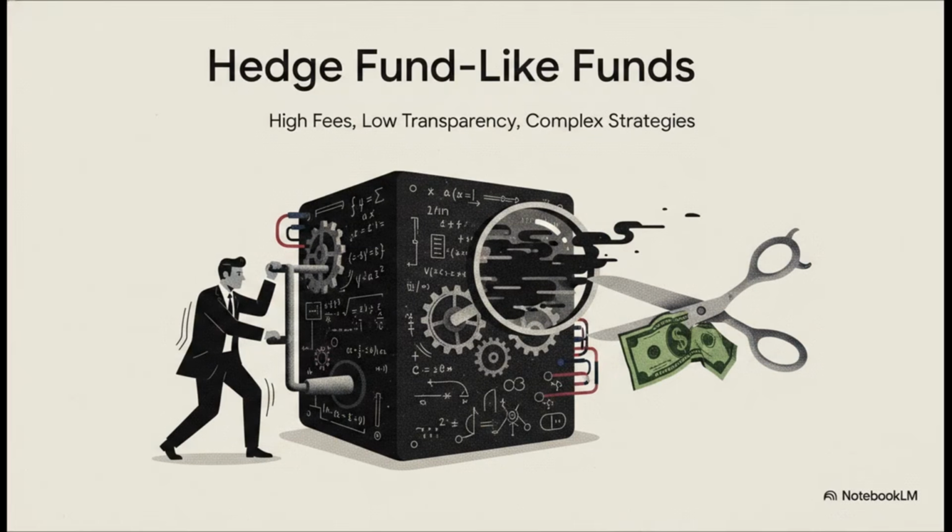Finally, in this highly complex tier, we have alternative hedge-like mutual funds. These aim to make money regardless of whether the market is rising or falling, using tactics like short selling, arbitrage, and aggressive derivatives trading. But here's the catch for everyday investors. These sophisticated models are notoriously difficult to monitor. They operate with far less transparency than traditional funds, and because they require highly specialized managers, they charge exorbitant management fees that eat directly into your returns.